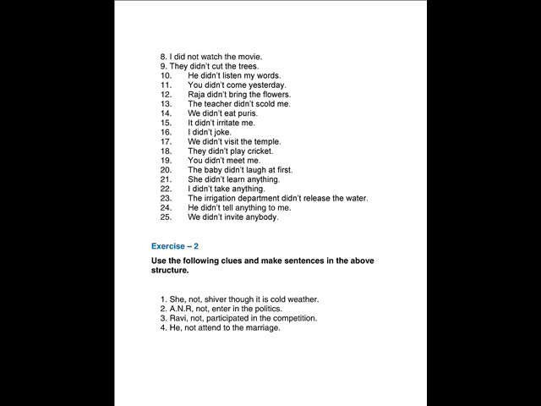So you see, it's becoming very clear. I hope you're becoming very, very comfortable with the structure. These are all past tense structures, negative statements. 14th, we didn't eat puris. 15th, it didn't irritate me. 16th, I didn't joke. 17th, we didn't visit the temple. 18th, they didn't play cricket. Now you see, here the V2 is not coming. With did, you always get the V1. And the negative, did plus not becomes didn't. You can say did not or you can say didn't.